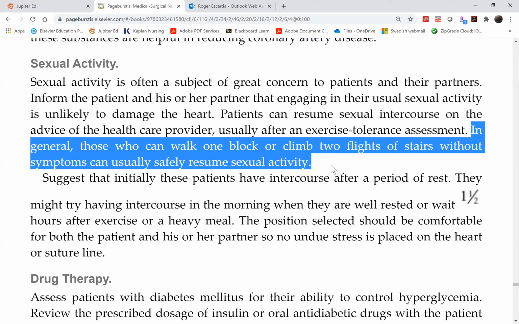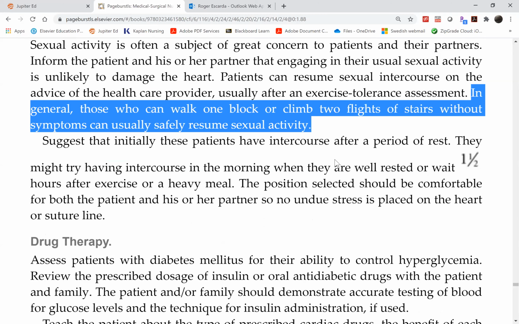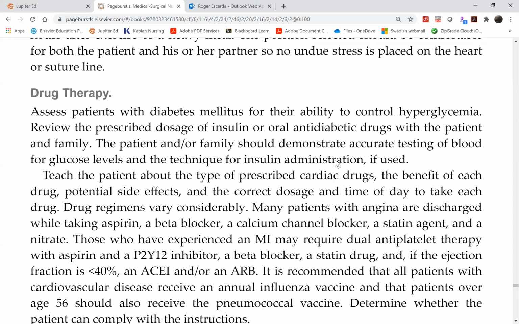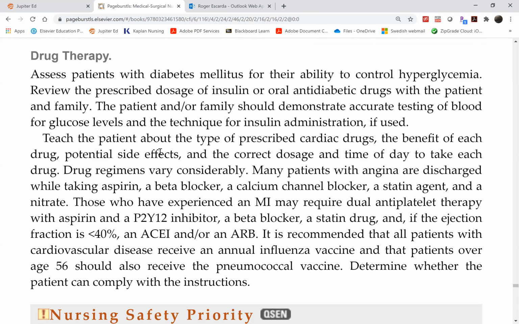Of course, they probably cannot resume at the same level. Okay, there will be some modification. So they may not be the active participant. Okay, they may assume a more passive role during sexual activity. We already know about the Viagra and all that. Okay, so include that in your teaching.